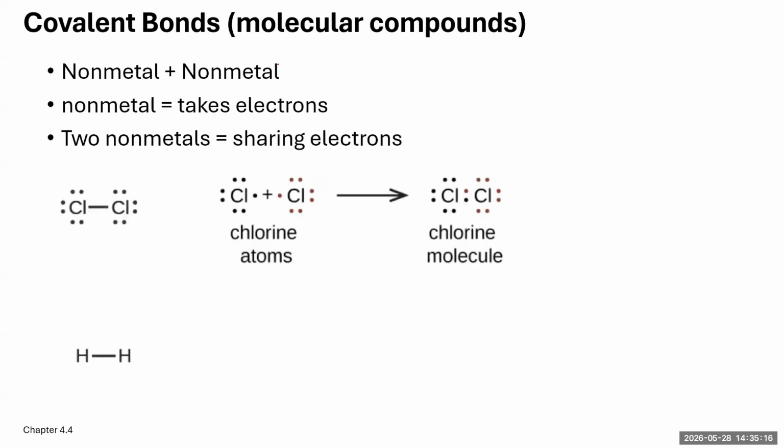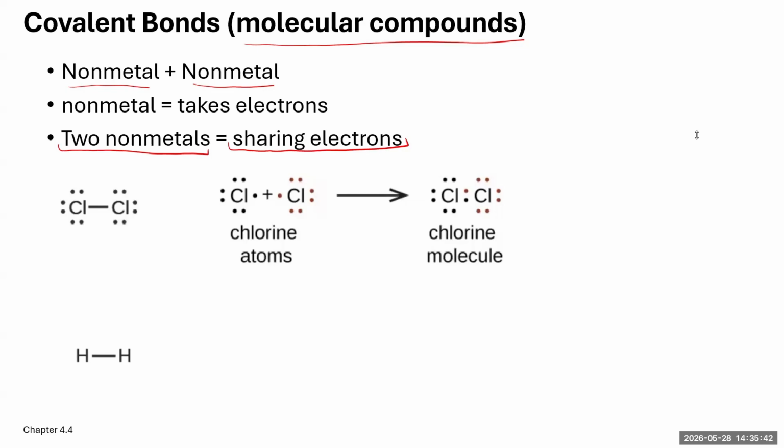All right. So covalent bonds are between molecular compounds. They're between two nonmetals. Remember, metals give up electrons, nonmetals share or take electrons. So if there's two nonmetals, they're not going to give up their electrons. The best they can do is share them. So two nonmetals, they're going to share those electrons.